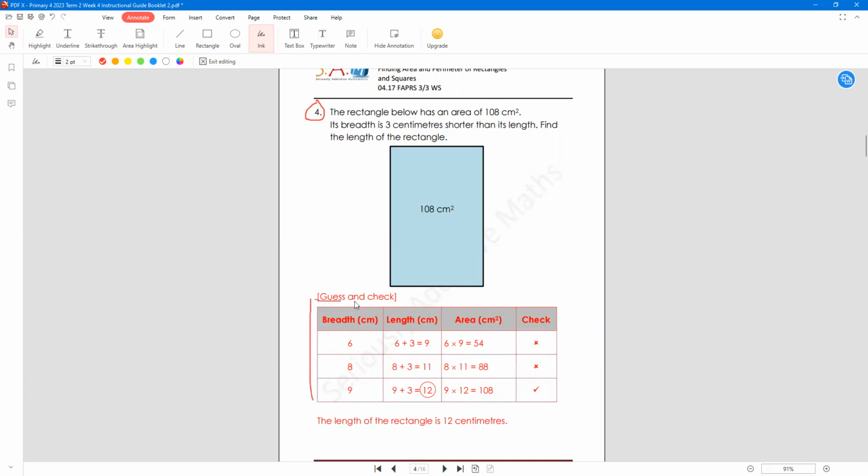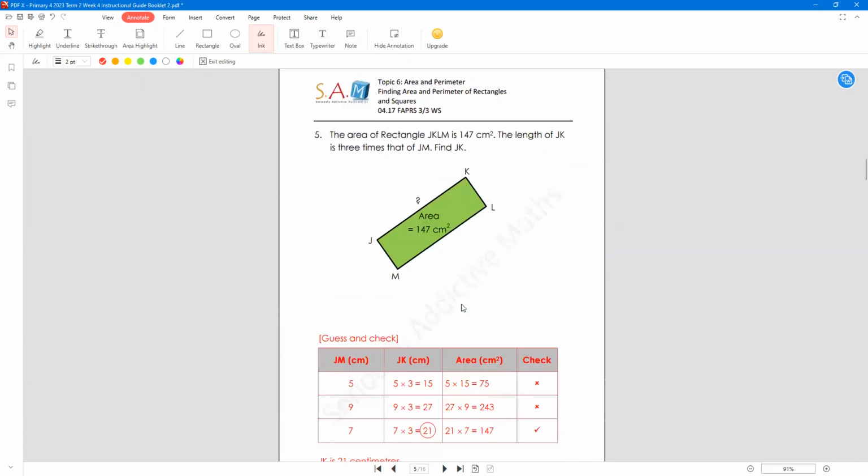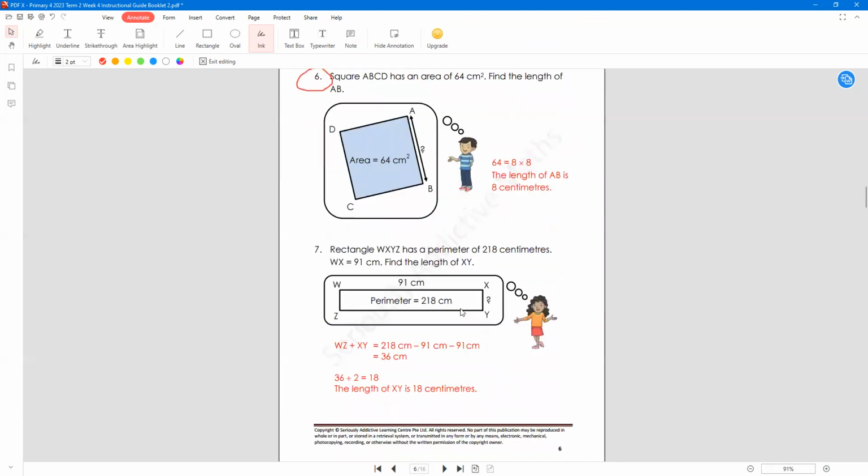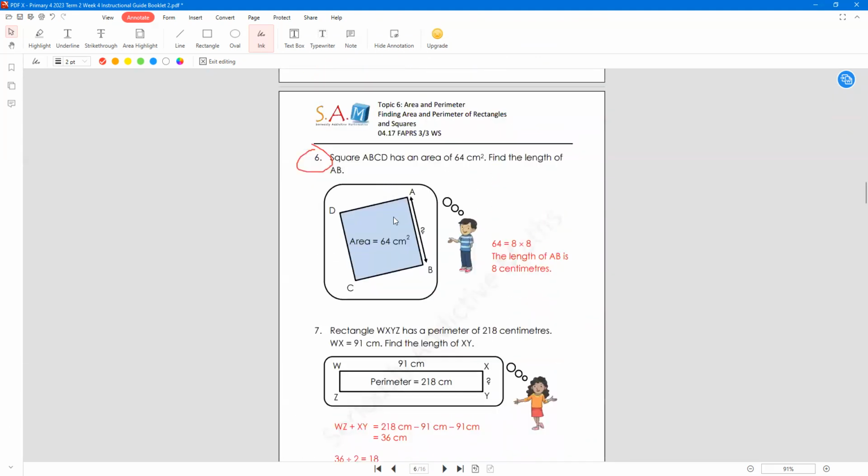So please draw this up for them on the board, and show them how to do guess and check. Okay. And then quickly, this can be just a touch and go thing, right?